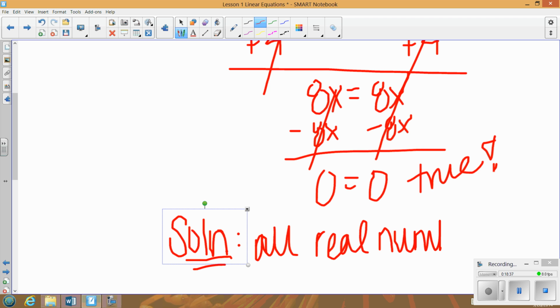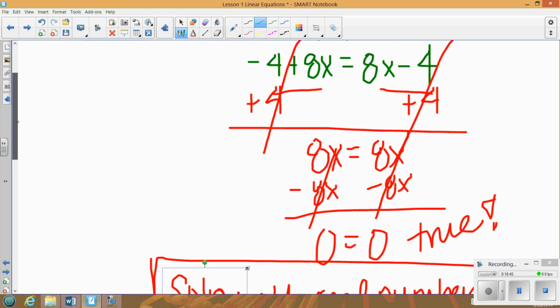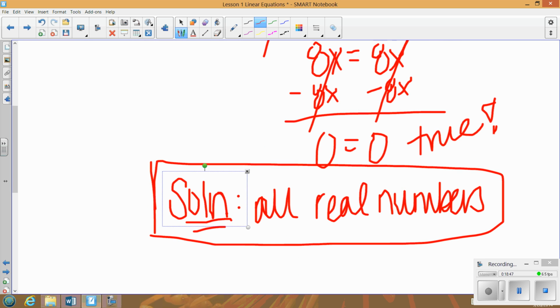And remember, you could have stopped at any step here. You didn't have to go all the way into seeing a number equaling a number, but just in case you didn't catch it right away, that's what would happen. You would get a true statement at the end, and then that means all real numbers.